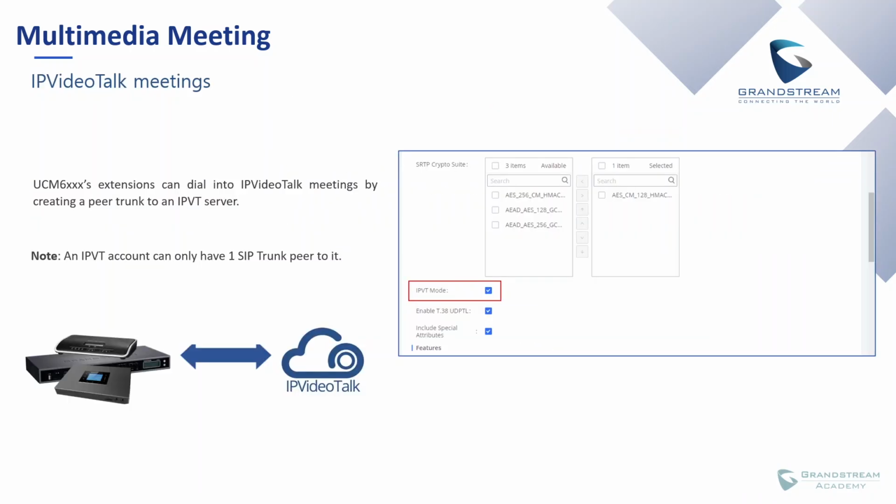The UCM 6000 extension can now dial into IP video talk meetings by creating a peer trunk to an IPVT server. Users need to follow some steps to configure this feature. Basically, these steps include creating the peer trunk from the UCM to the IP video talk server, and from the IP video talk server to the UCM. Enable the option IPVT mode, as you can see from the screenshot, and create the necessary outbound routes for the trunk. You also should remember that you cannot connect an IP video talk account with multiple UCMs, since IPVT accounts can only have one SIP trunk peer to it.